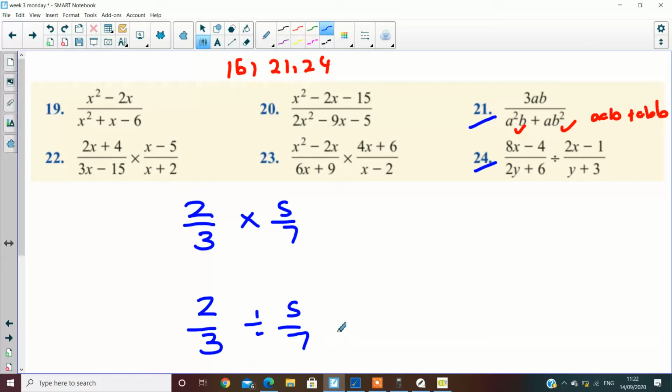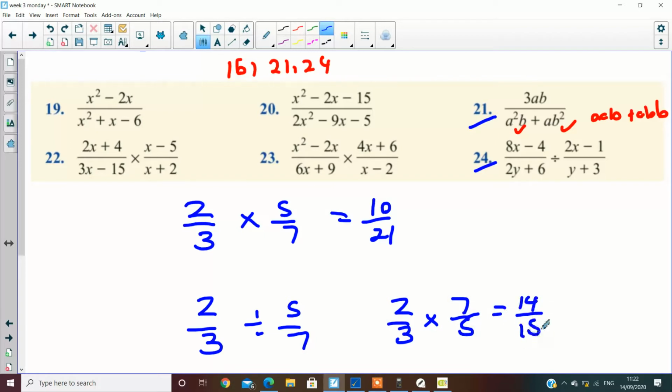Yes, sir. Yeah, and you just get 10 over 21. Top multiplied by top, bottom multiplied by bottom. No, that's for addition and subtraction. Just turn the 5 over 7 upside down, and what you get instead is 2/3 multiplied by 7 over 5, and the answer this time is 14 over 15. Is that all right? So what do you think the difference is between question 23 and 24?